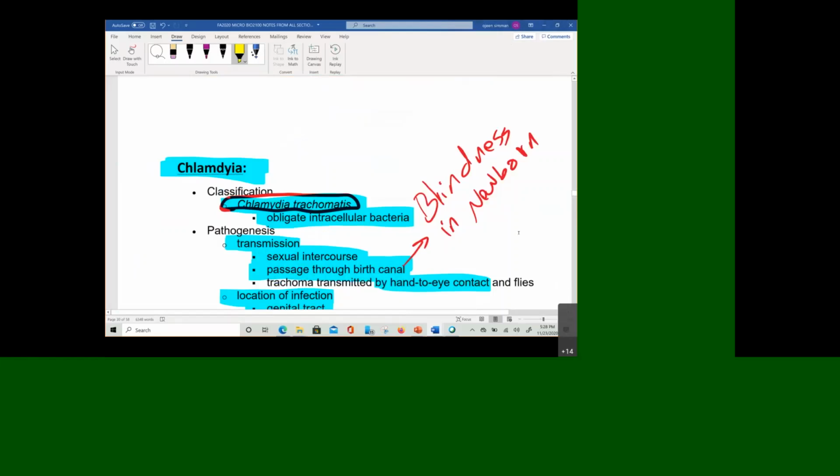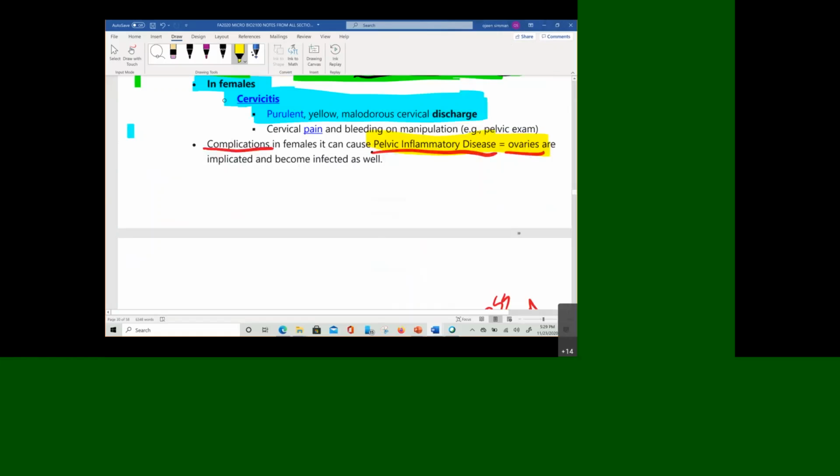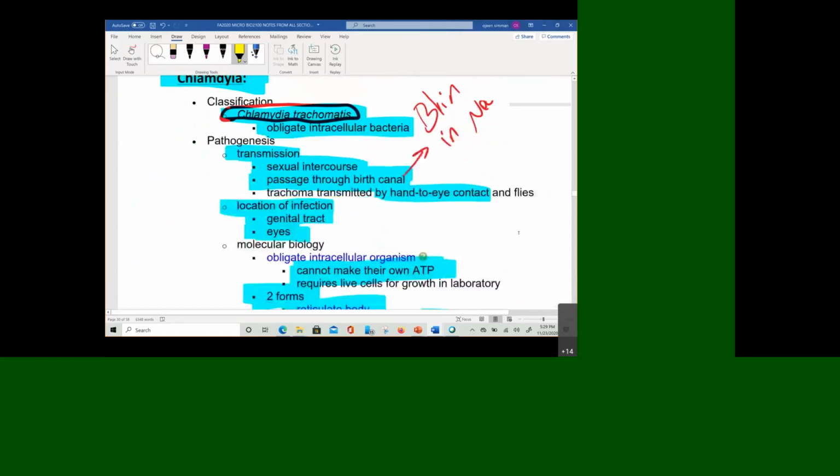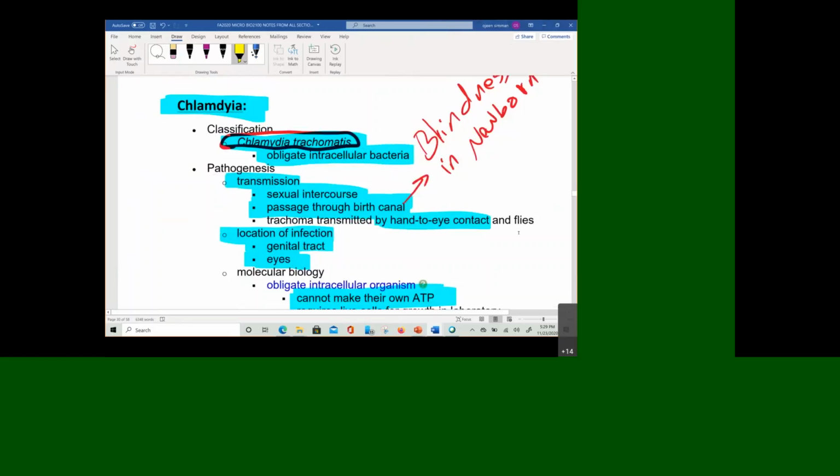All right. The next one is chlamydia. Chlamydia is caused by Chlamydia trachomatis, which is an obligate intracellular bacteria. The mode of transmission is mainly sexual intercourse, and passage through the birth canal.